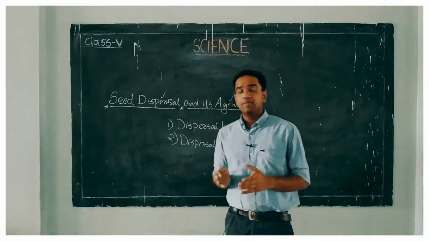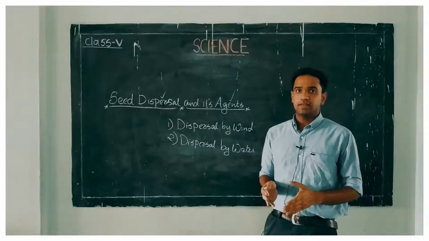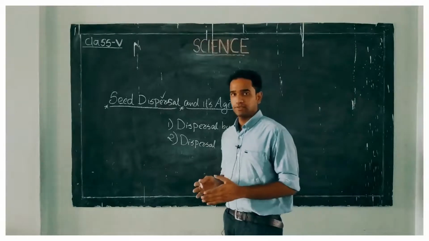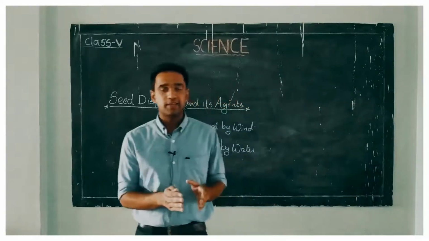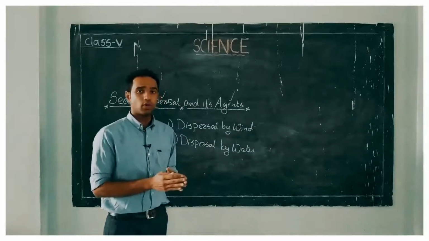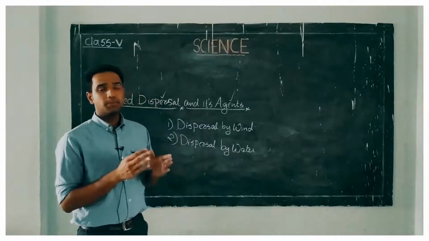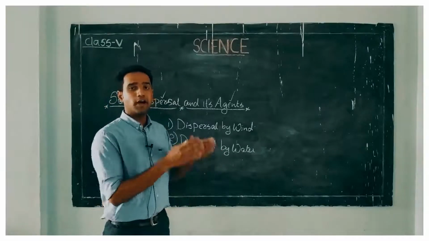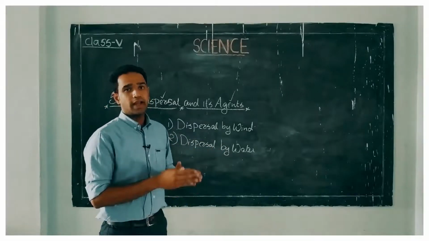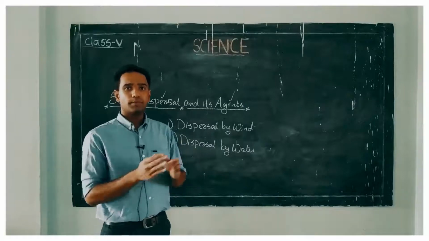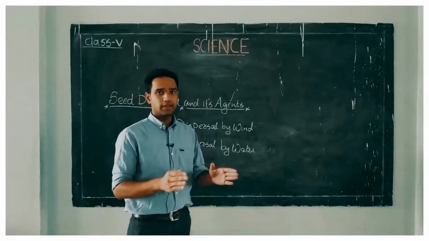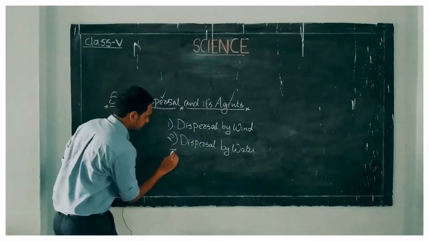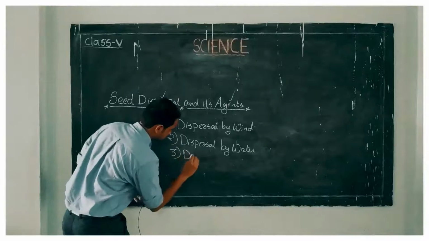The coconut is hollow from inside, and outside we can see rough fibrous hairs. These hairs help the coconut to float in water and move along with the flowing water and get deposited at far off places and grow into a new plant. Clear? And the third one is dispersal by animals.